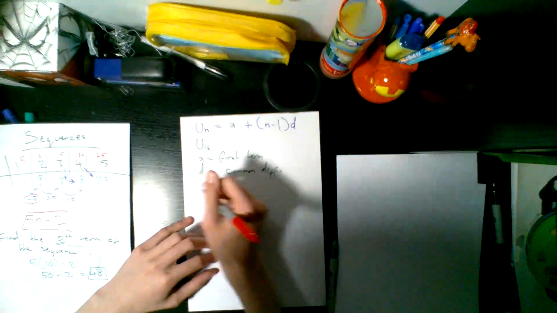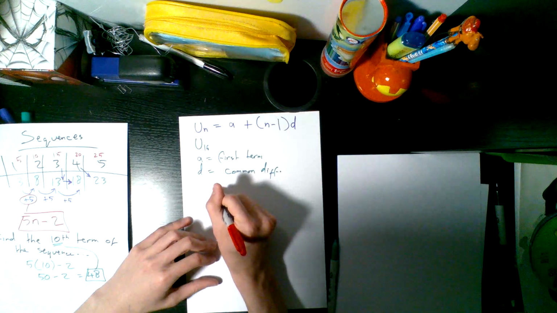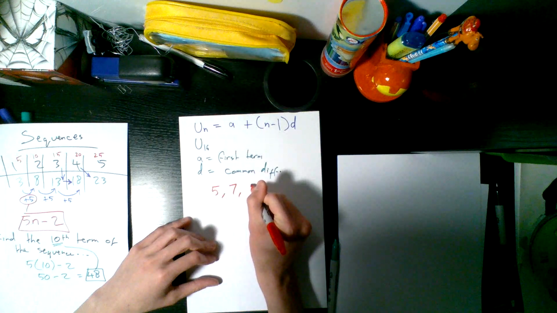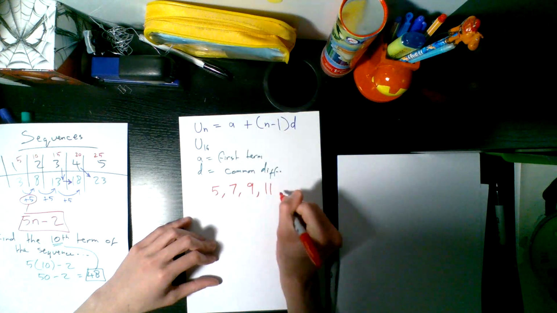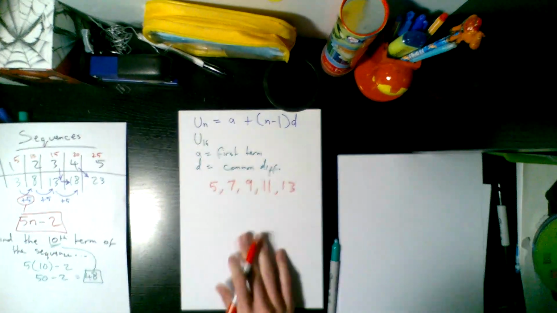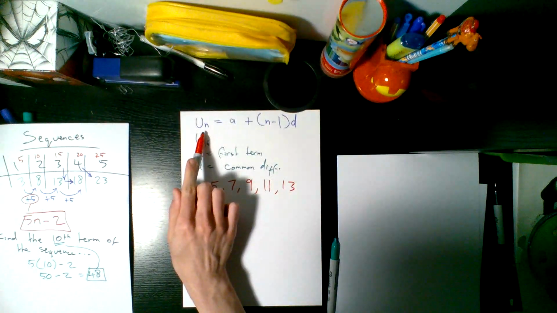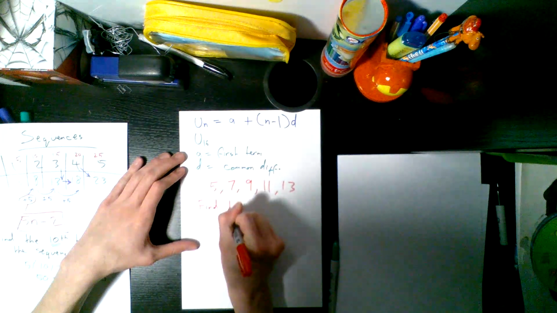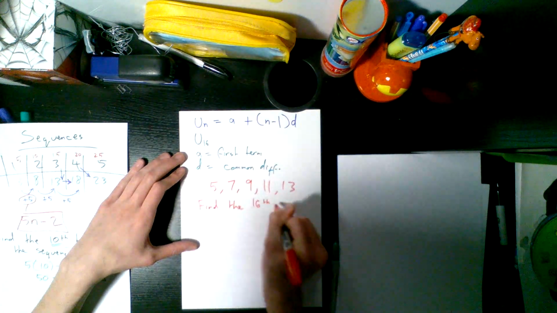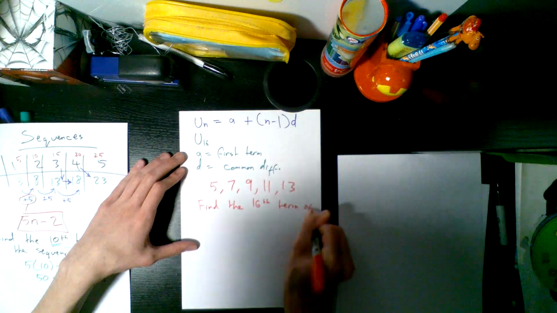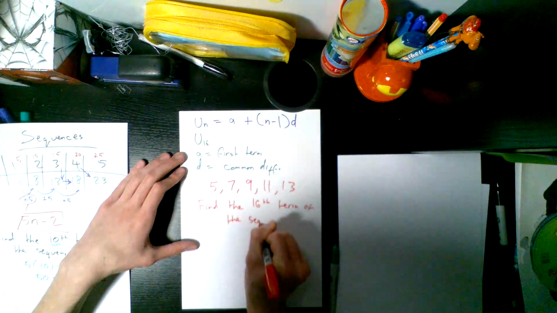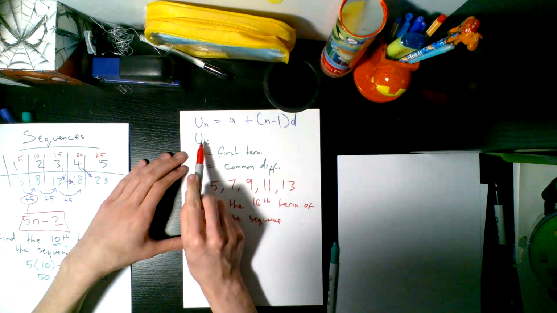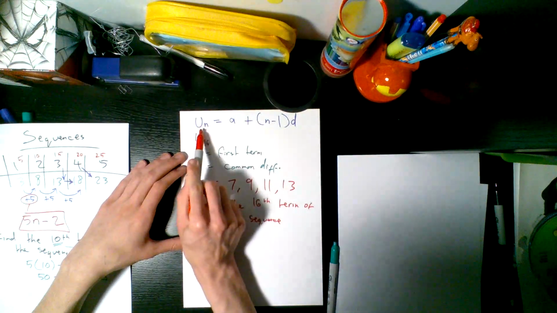Okay, so let's take a different sequence. Let's say our sequence this time is 5, 7, 9, 11, 13. This is our sequence. So how do I apply this formula? They tell you to find the 16th term of the sequence. As we said, un is what term you need to find.